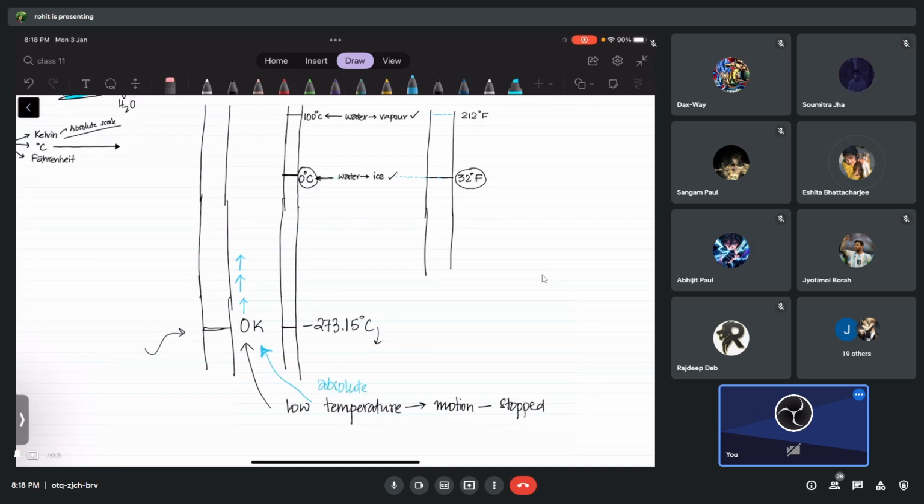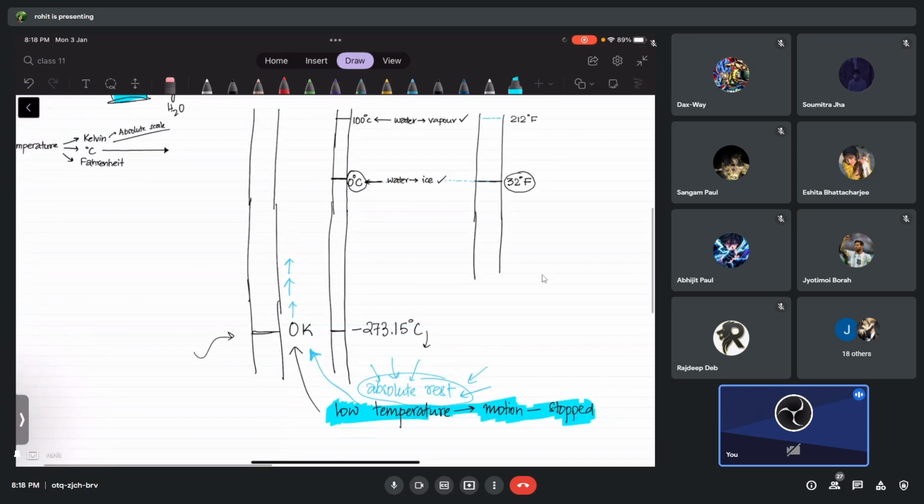What is important? You cannot imagine anything to be moving at such a low temperature. Can you understand? It's such a low temperature that the motion of anything at this temperature is going to be completely ceased. No motion at all. I hope you understand that point.